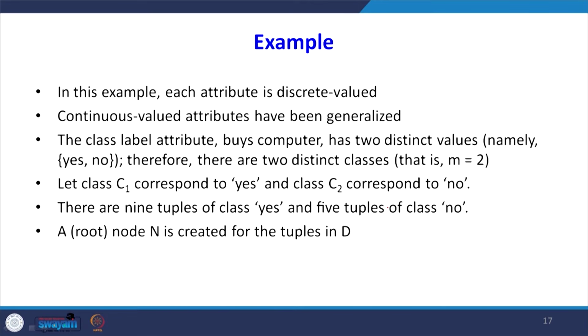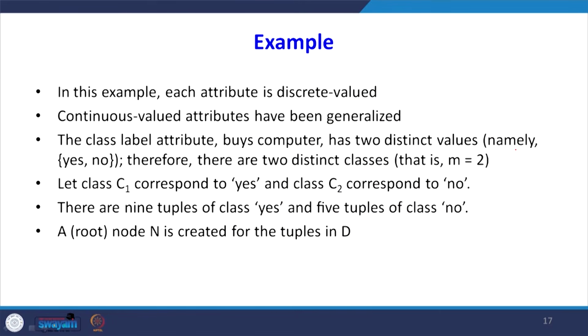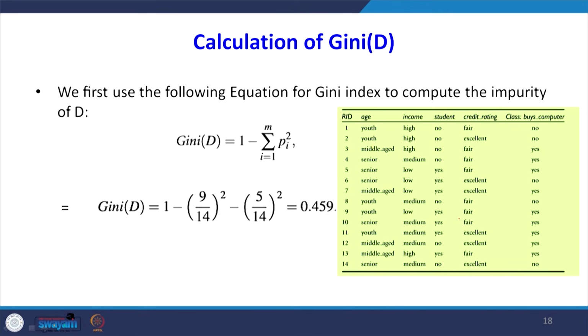The class label attribute, buys computer, has two distinct values. When you go back, for the class value there are two distinct values, one is yes and the other is no. Therefore, there are two distinct classes. So, m equal to 2. Let class C1 correspond to yes and class C2 correspond to no. There are 9 tuples of class yes and 5 tuples of class no. A root node N is created for the tuples in D.